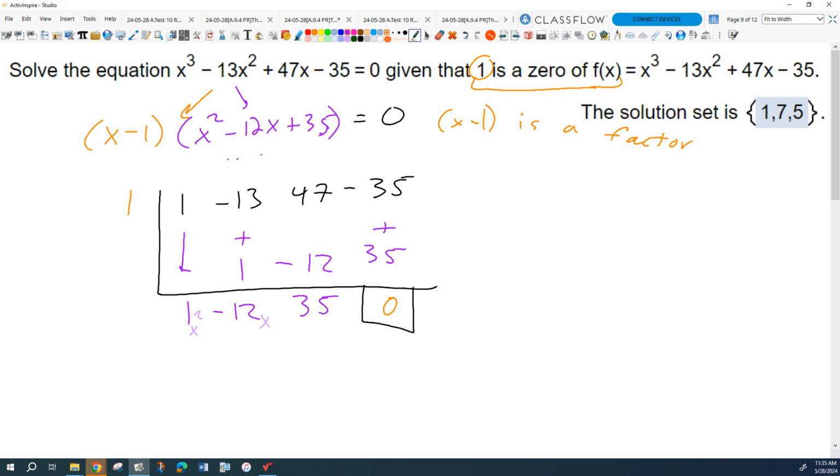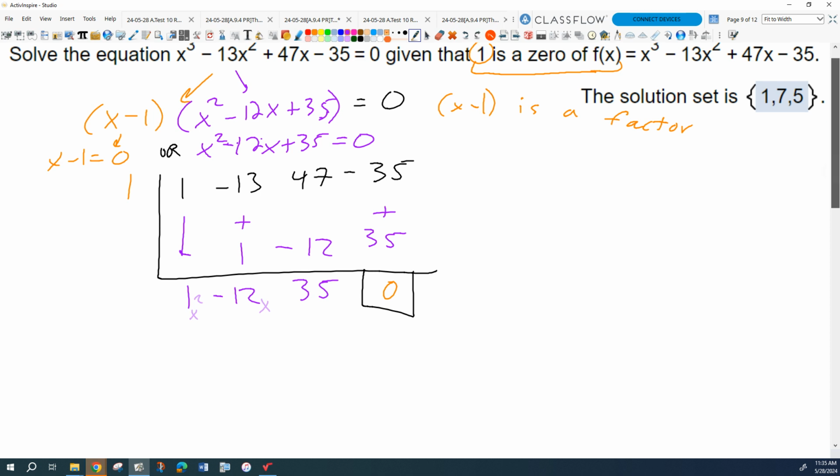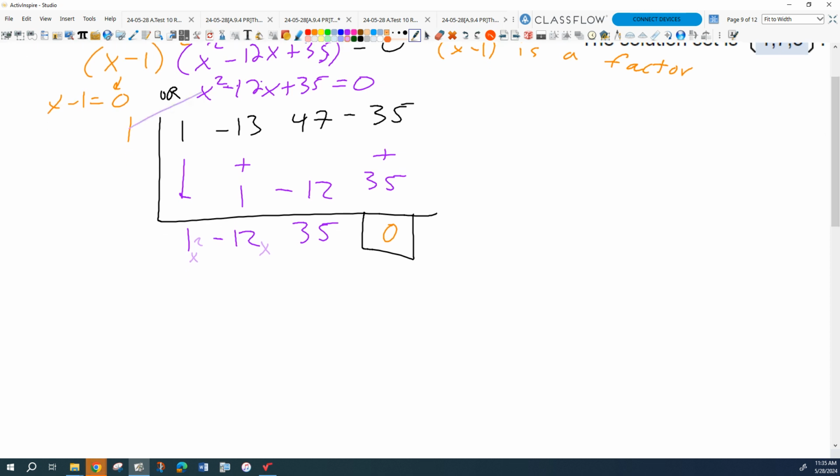When I apply the zero product property, what do we get? I get the equation x minus 1 equals 0, or this purple factor, x squared minus 12x plus 35 equals 0. We already know the orange solution is 1. That one was given to us, but I need to find the purple solutions. When I set the smaller polynomial I get through division equal to 0, it's quadratic, so it's easy, right? So let's take that purple equation and go down here and solve it.